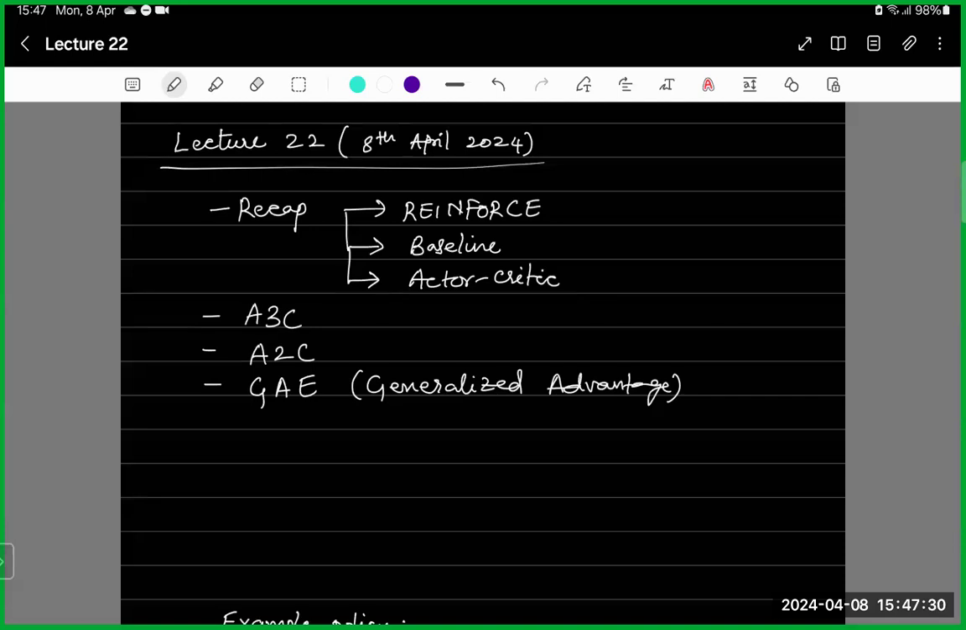So what is the advantage function definition? Maybe in the third assignment I'll give some theory questions.